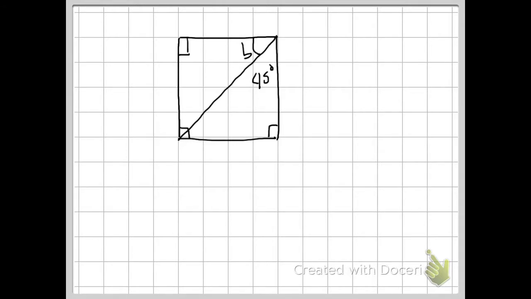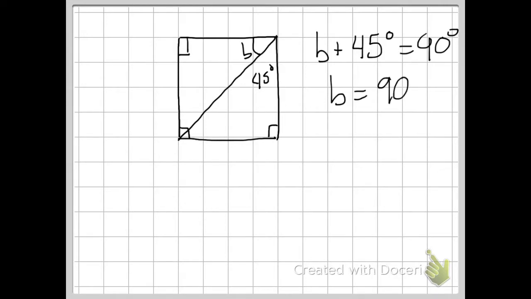Well, the same idea as it was with the rectangle. Angle B plus 45 degrees equals 90 degrees. So we think about, well, B equals 90 degrees minus the 45 degrees. So angle B equals 45 degrees.